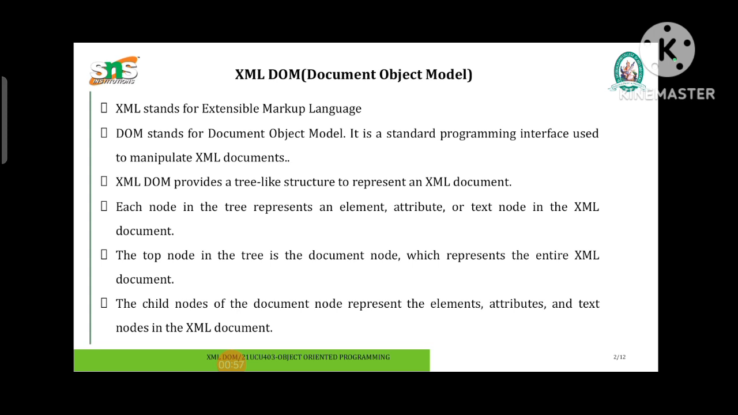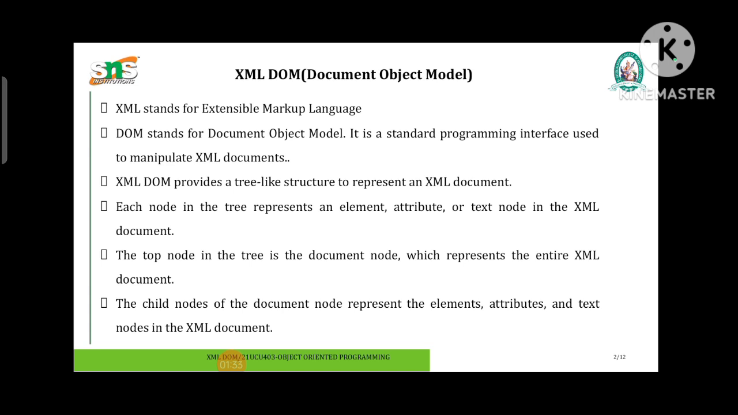The top of the tree is a node called the document node, which represents the entire document. We have a root node. As with the HTML DOM, the top level node in the XML DOM hierarchy is a document node, which represents the entire XML document. Accessing and manipulating: the XML DOM provides a set of objects, methods, and properties that allow programs to access, navigate, and manipulate the XML documents dynamically.